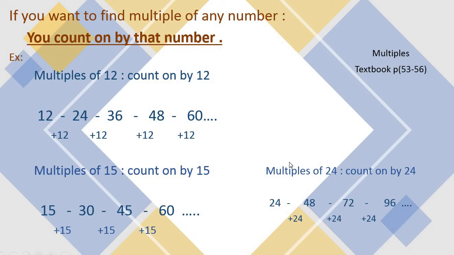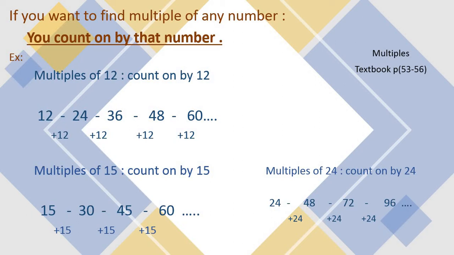Okay, here if I want the multiples of 24, I'm counting on by 24. If I ask you what is the fourth multiple of 24, you have to say, okay, it's 4 times 24, or 24 times 4. Repeat the 24 4 times. This is the first time. Add it, 2, 3, and 4. The answer is going to be 96. So 96 is the fourth multiple of 24.